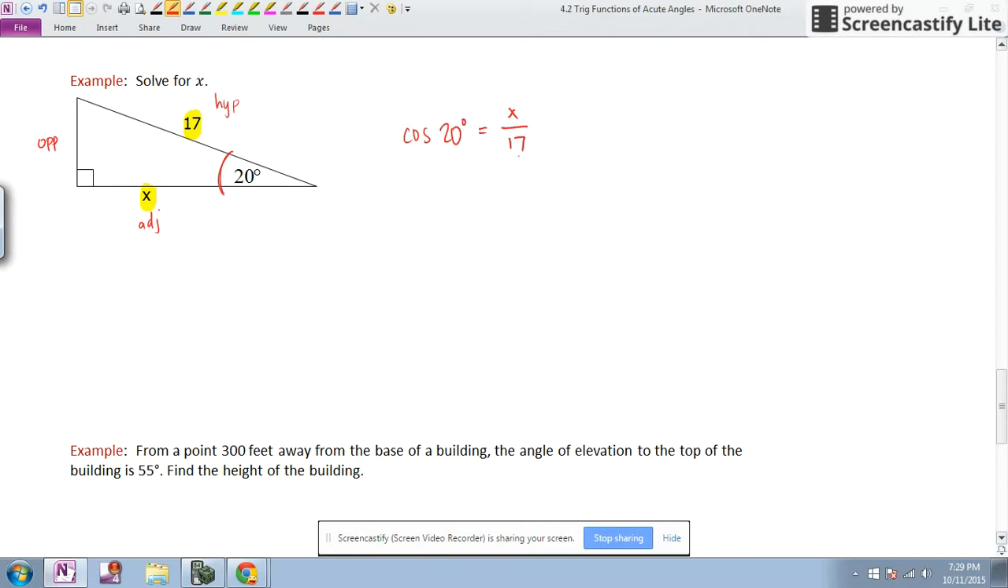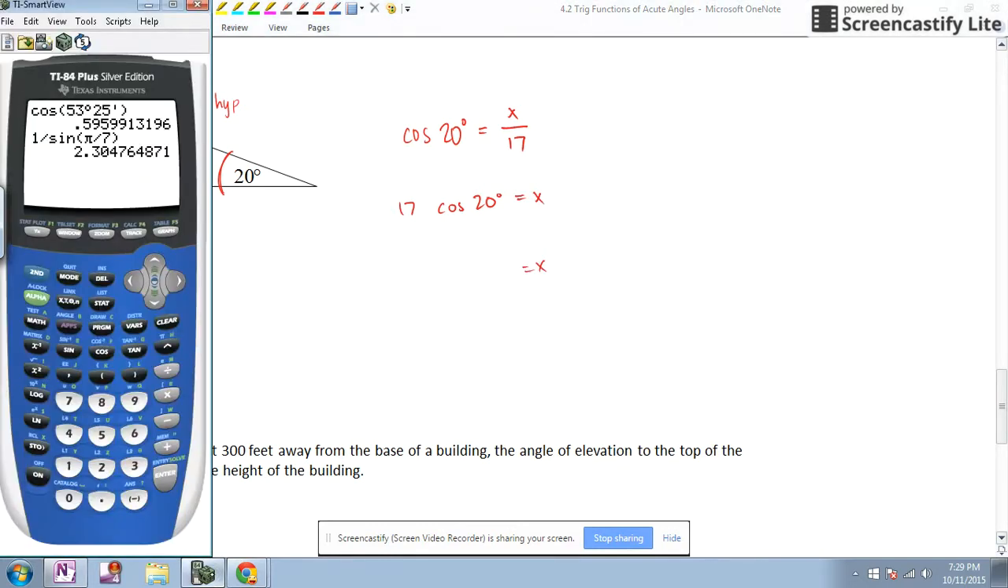I multiply both sides by 17. And lo and behold, I have a very simple problem that I just need to get my calculator out for and get me the answer. So 17 cosine 20. Now I'm going to make a mistake here because what did I not check? That's 20 degrees, right? I get an answer 6.93. I think I'm cool. Be careful.